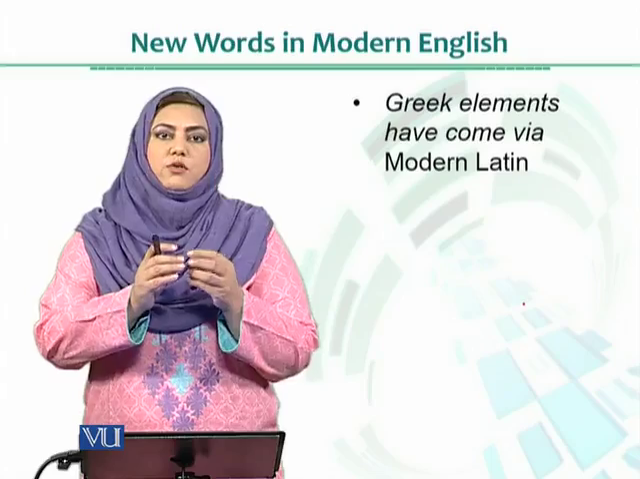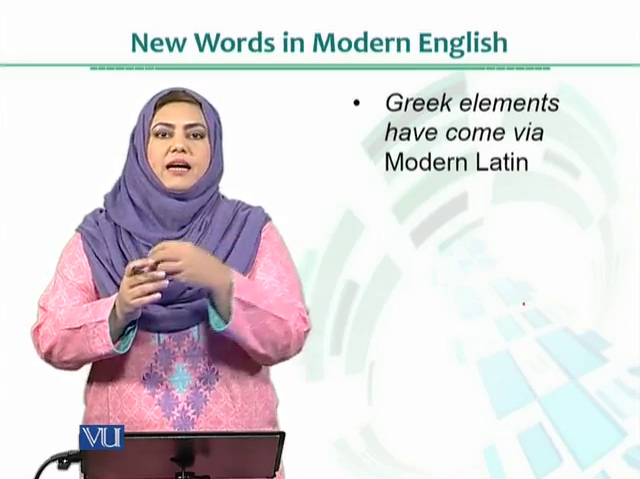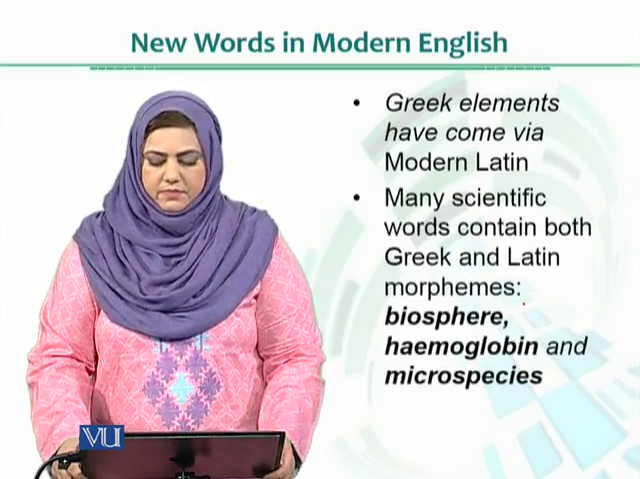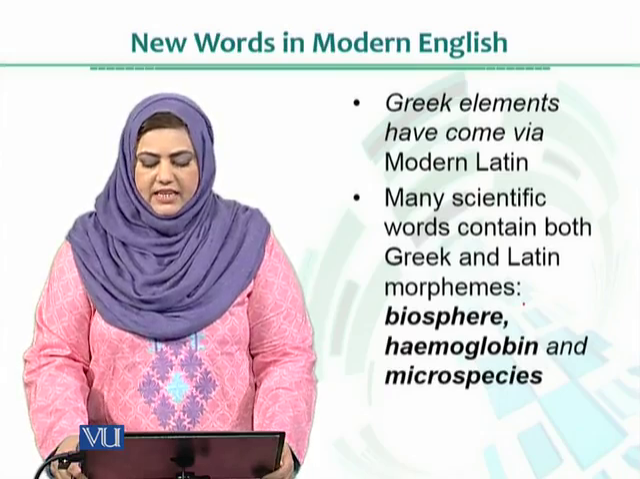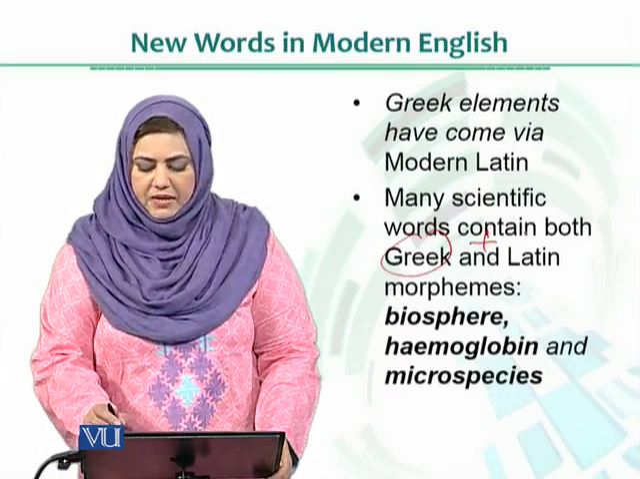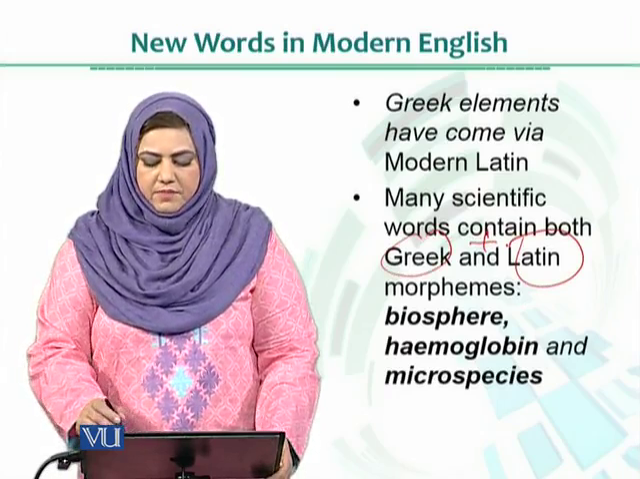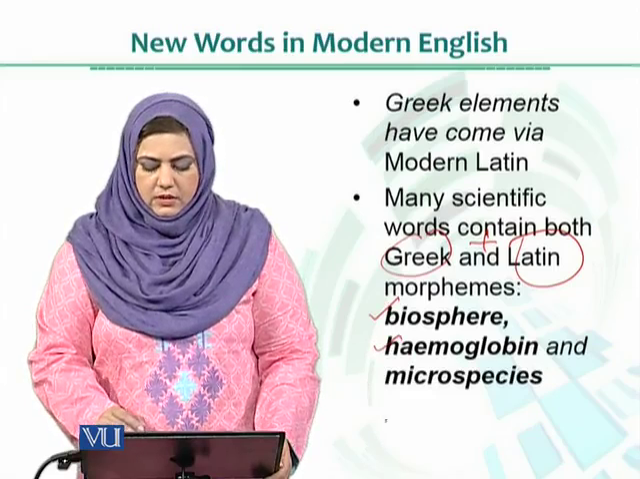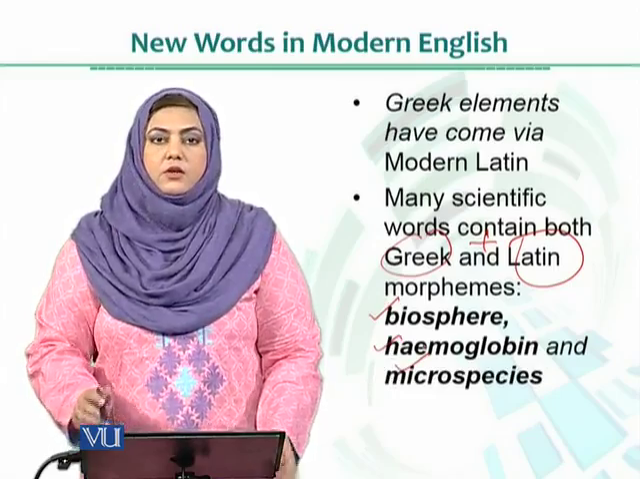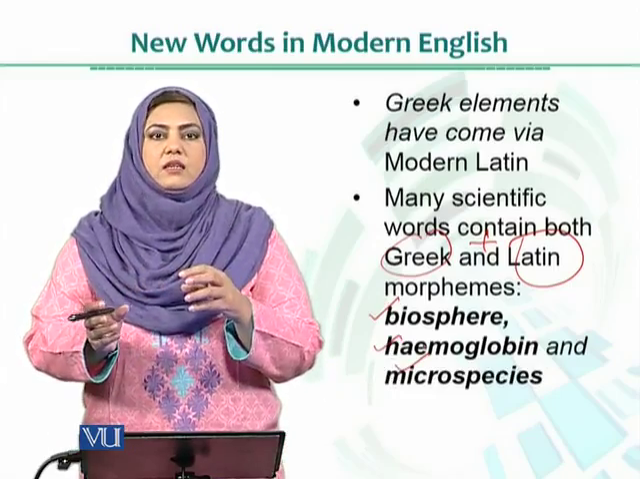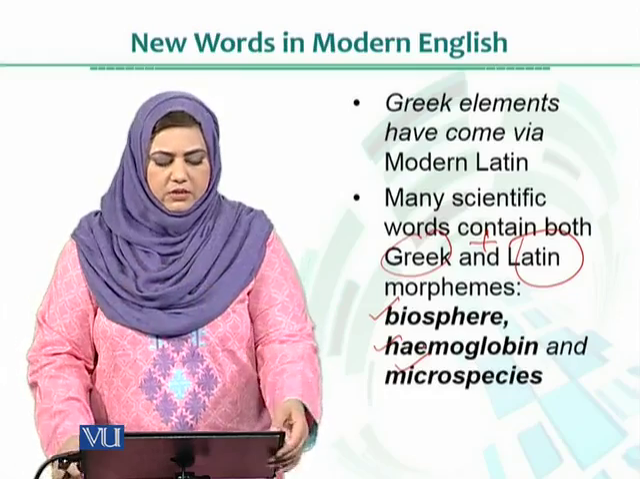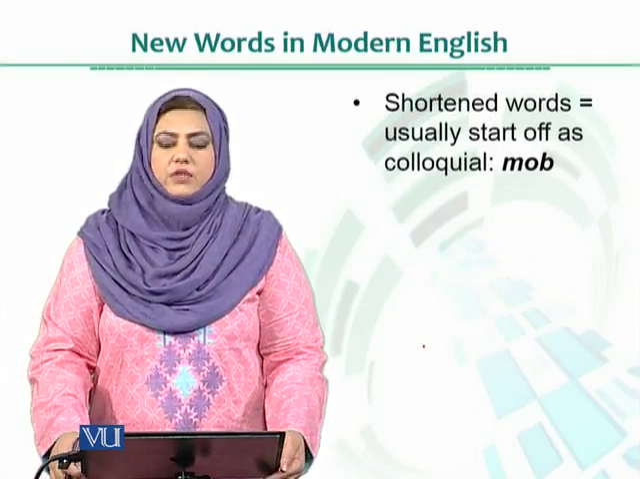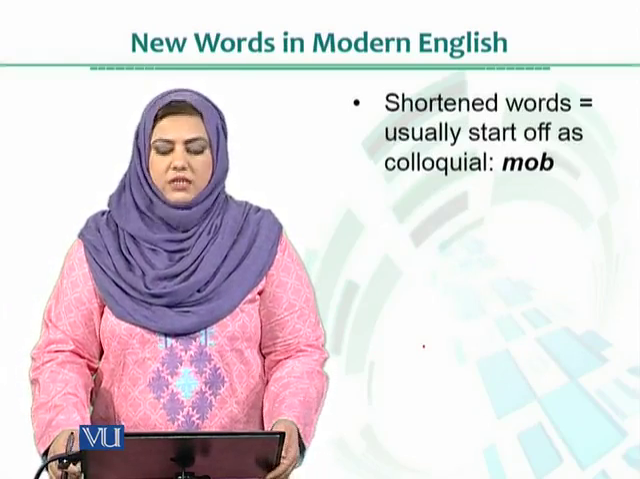Sometimes Greek sources do not come directly. They come via the channel of Latin or any other modern language. So, for instance, many modern words contain both items, Greek plus Latin. Notice these: biosphere, hemoglobin, and microspecies. One part would be taken from Greek, the other from Latin, and they would be brought together. There is another tendency in language, that is to shorten words to create new words.